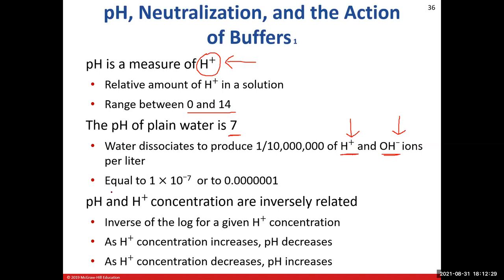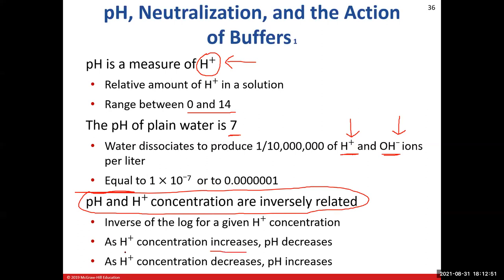So there's a concept here that you need to really understand. And that concept is that the pH value and the hydrogen ion or the proton concentration are inversely related. What does that mean? Well, if one increases, the other one has to decrease. So if we increase the hydrogen ion concentration, then the pH value for that solution will decrease, and vice versa. If we decrease the hydrogen ion concentration, then our pH value increases. It's that simple. That's an inverse relationship. One goes up, the other goes down. So if two things are inversely related, that's what you'll know what that means. Okay, so one more time, if we increase the hydrogen ion concentration, we will decrease the pH value, and vice versa.